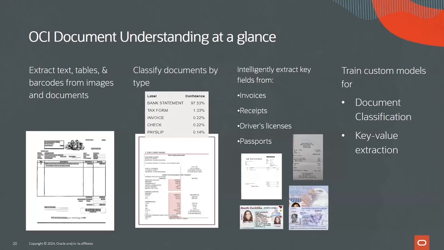Then you can extract key values as well. We provide pre-trained models, which help you extract key values for things like invoices, receipts, driver licenses, and passports. And if you want to extract specific values from your own documents, or you want to improve it, you can go ahead and create custom models too.